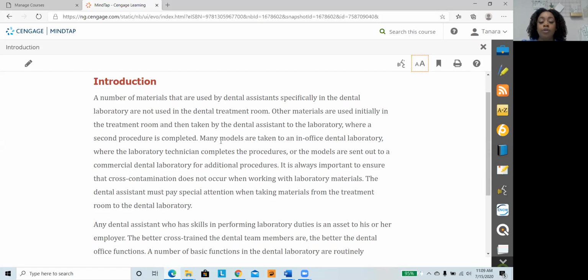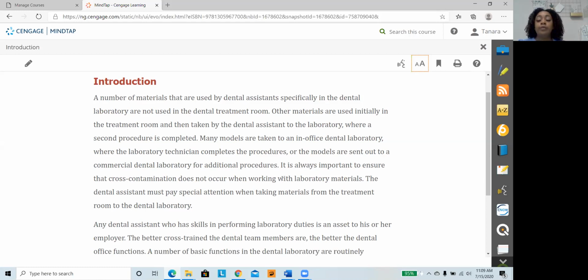I'm just going to scroll up a little bit. It says, of course, you will be taking many models in the dental office laboratory, where the laboratory technician, that's you, completes the procedure. Now, some offices have it to where the assistants only assist the doctor and take impressions. And then they may have one or two assistants that are lab techs and they only work in the lab. They may have an assistant for only sterilizing instruments and things like that. So some offices have a person or persons for each different area in the actual lab.